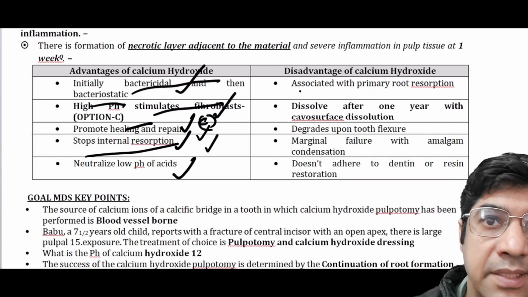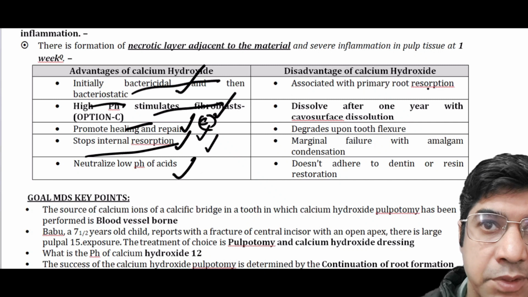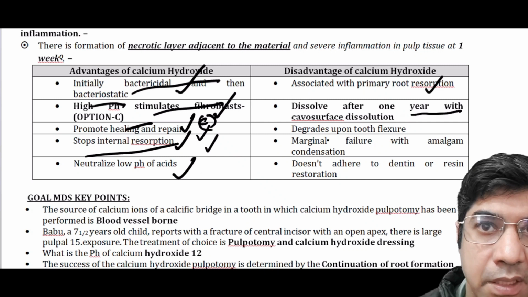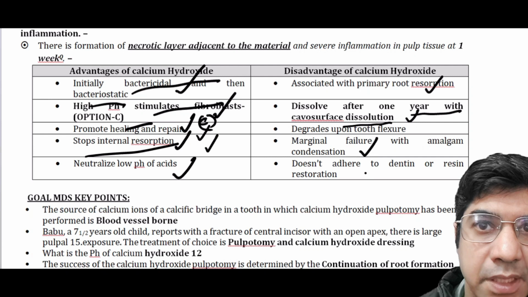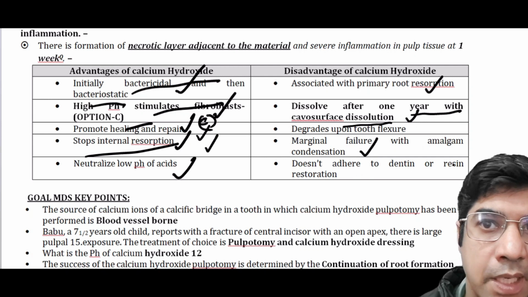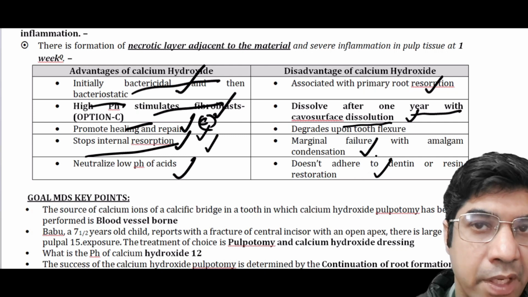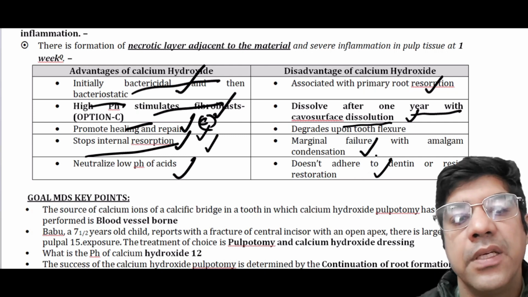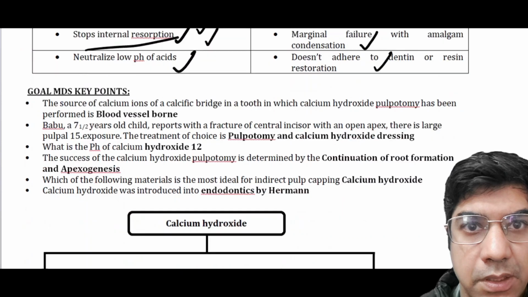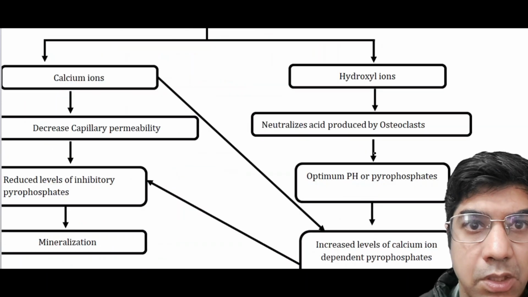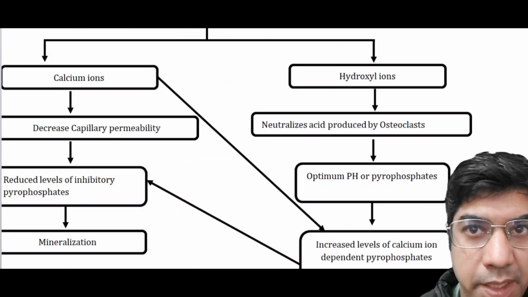Apart from that, the disadvantages are it is associated with primary root resorption. It dissolves after 1 year with cavosurface dissolution. There can be marginal failure with amalgam condensation, and it does not adhere to dentine or resin restoration. So these are some of the disadvantages of calcium hydroxide. So this table is important.